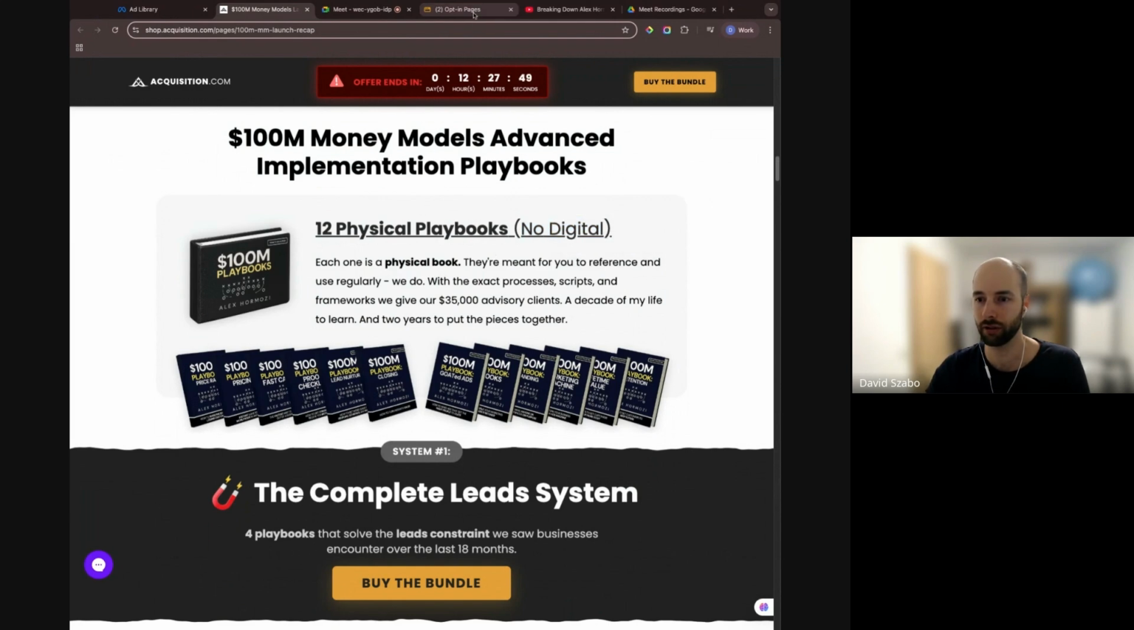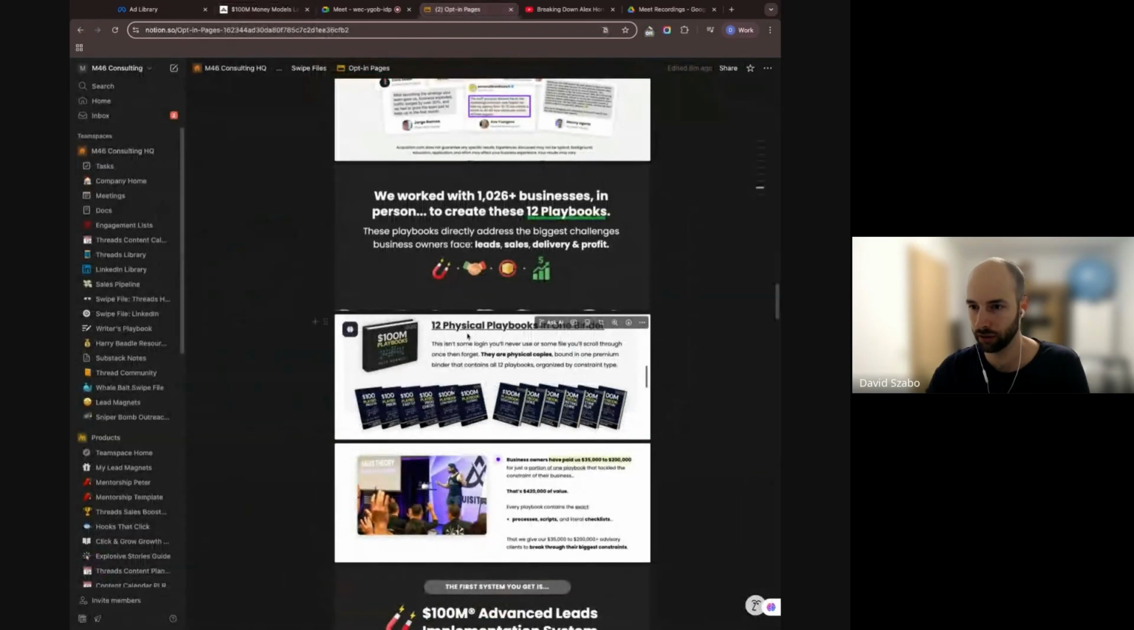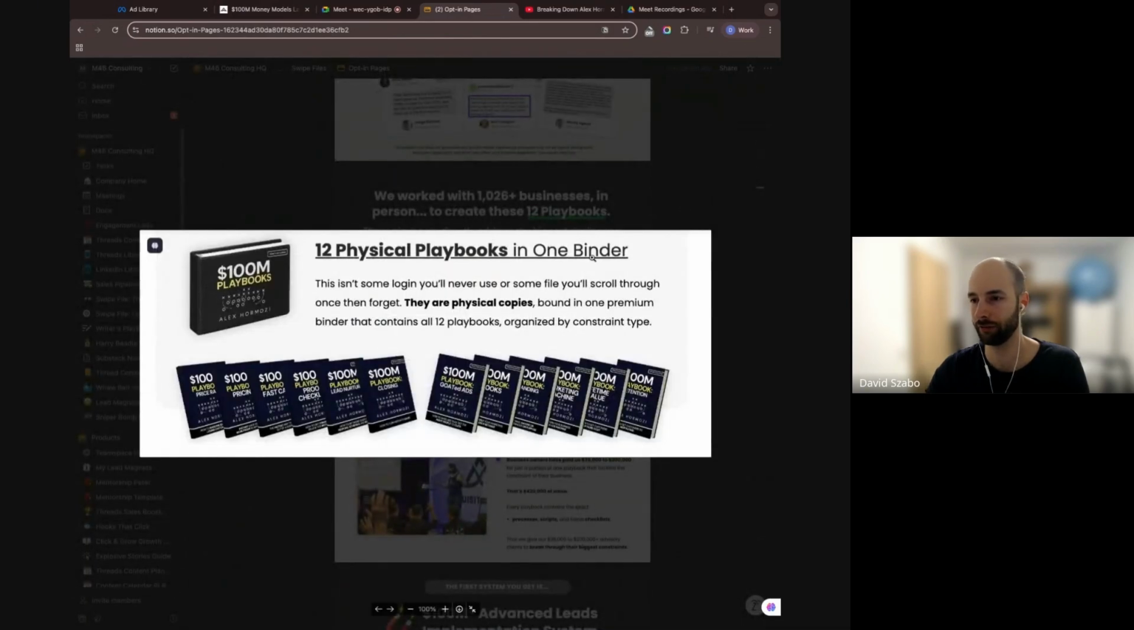And I think this is also a little bit different. So let's have a look. Okay, here in the previous version, he didn't mention that it's physical, like non-digital. But you can see all the value here. All the books are stacked here.